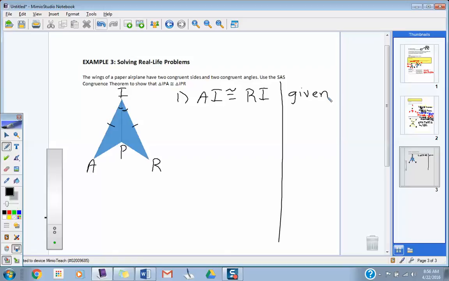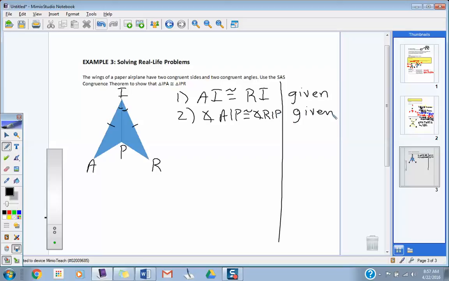All right, how about this angle up here? Angle AIP, what's that congruent to? Angle AIP is congruent to angle RIP. Guys, we know that because of the arc marks. Did the arc marks just show up, or were they given? They were given to you, right?